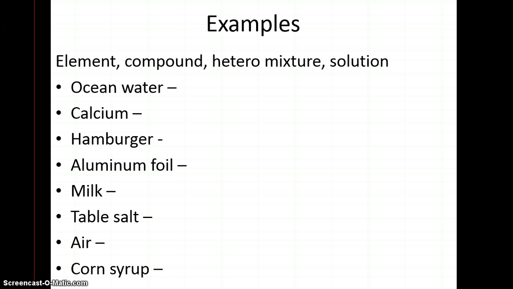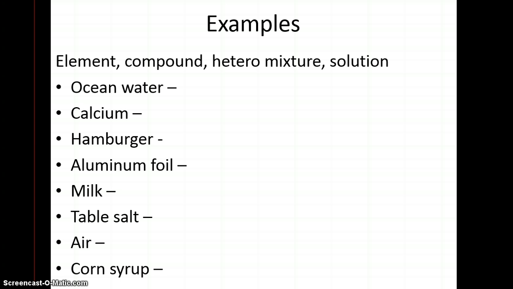Okay, so ocean water would be a solution because it's salt water. It's uniform. We cannot see the different parts, and we could add more salt and it'd still be salt water. We could add more water, it's still salt water, but it's homogeneous. Calcium is an element. Hamburger, heterogeneous mixture. You have the fat, you have the meat part, gristle. Aluminum foil is an element. Aluminum is an element. Milk, if we're talking whole milk, and I think even skim milk, you have a heterogeneous mixture. You may need the microscope to actually see some of the parts.